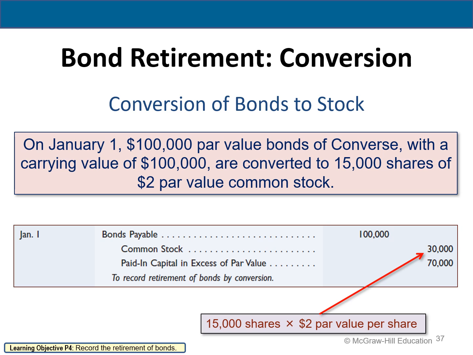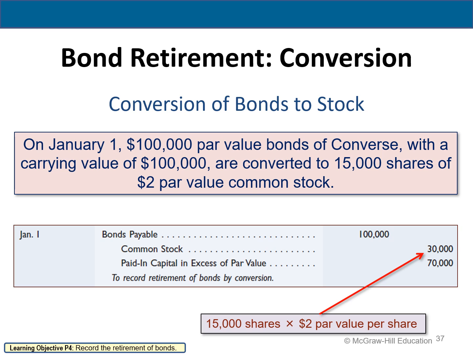There's also this idea of convertible bonds, where they can actually convert their bonds to stock. And when that occurs, the carrying value is transferred to equity accounts and no gain or loss is recorded. Let me say it a different way. When bonds are converted to stock, let's look at what that journal entry looks like. On January 1st, $100,000 of par value bonds with a carrying value of $100,000 is converted to 15,000 shares of $2 par value common stock.